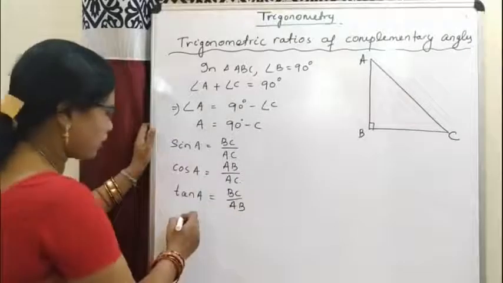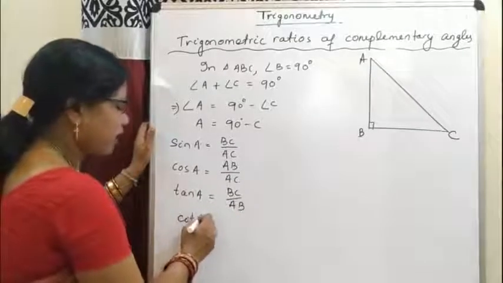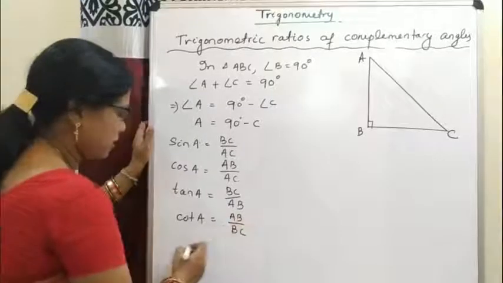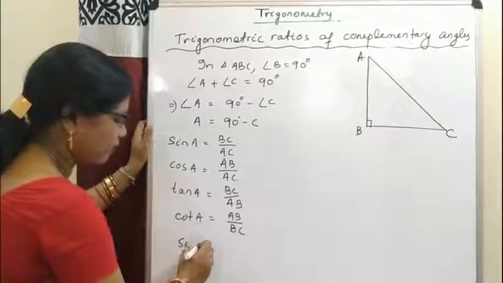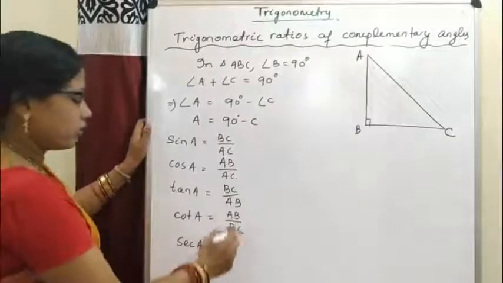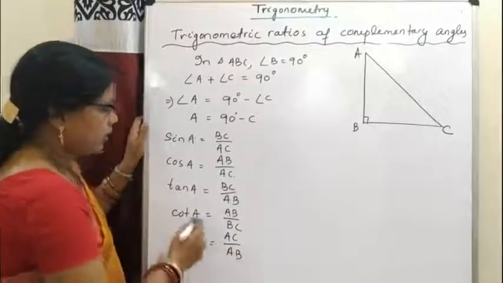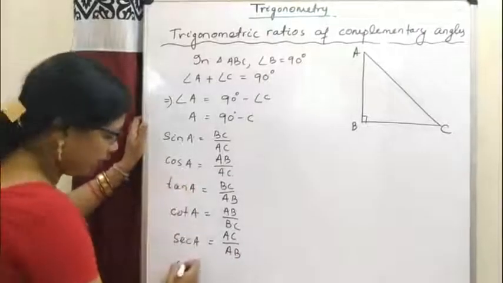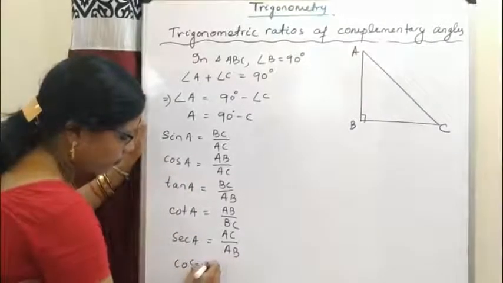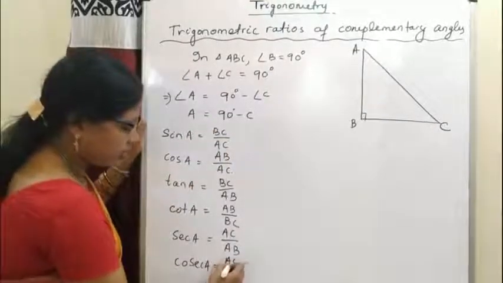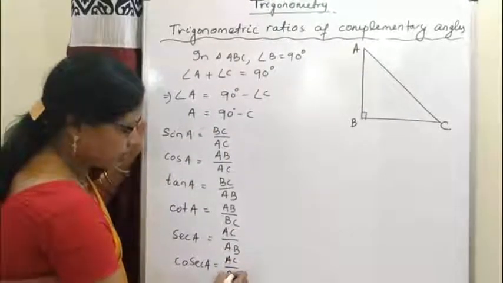Then cot A, 1 by tan A. So this is equal to AB by BC. Then sec A is equal to 1 by cos A. So this is equal to AC by AB. Then what is cosec A? Cosec A is equal to 1 by sin A. That is AC by BC.